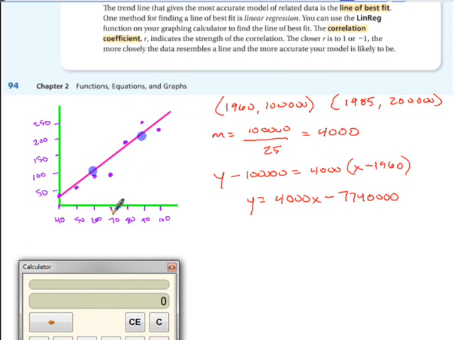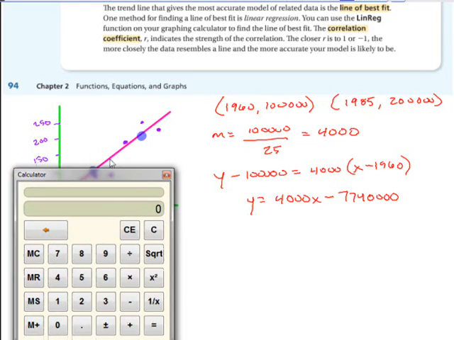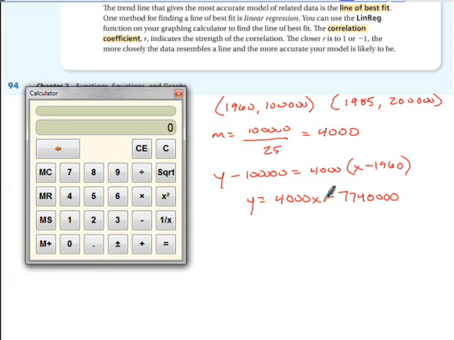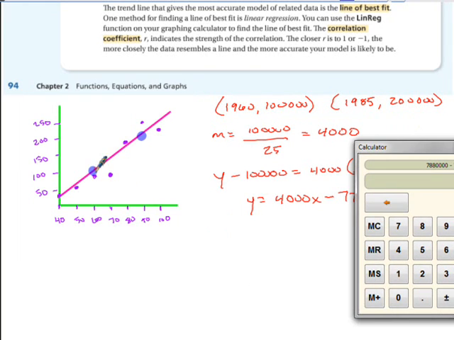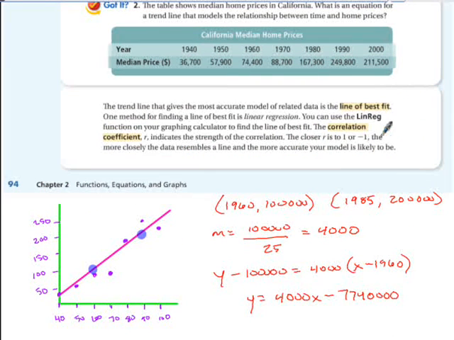I look at 1970. 1970 should be somewhere in between 100 and 150,000. Well, then let's plug 1970 in. So I can say 1970, I'm plugging it in for x, times 4,000. And I get that. And then I'm going to subtract 7,740,000. And I get 140,000, which falls right in between there, just like I thought it should. So it's a really easy way to check to see if your answer makes any sense. If you're having trouble with that, let me know. We'll go over it in class.